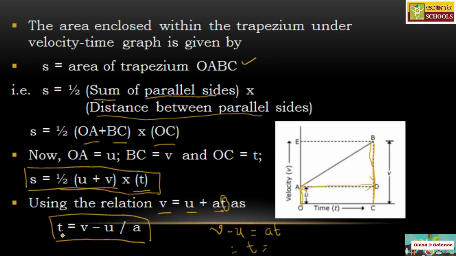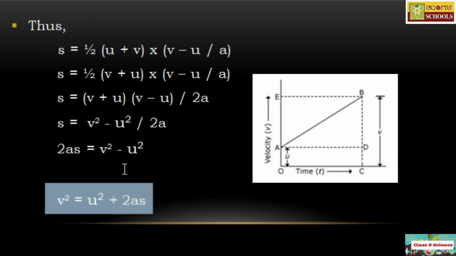Once you have this value of t, substitute it in this equation. So you will get S is equal to half u plus v, which is already there, and t is replaced by v minus u divided by a. Just rearrange this portion u plus v as v plus u. It can be done, no problem. This is a very simple step. Half into v plus u into v minus u upon a.